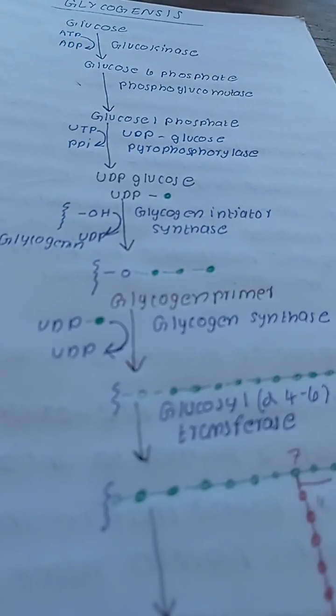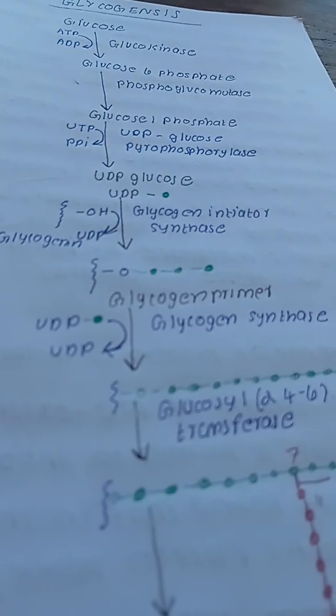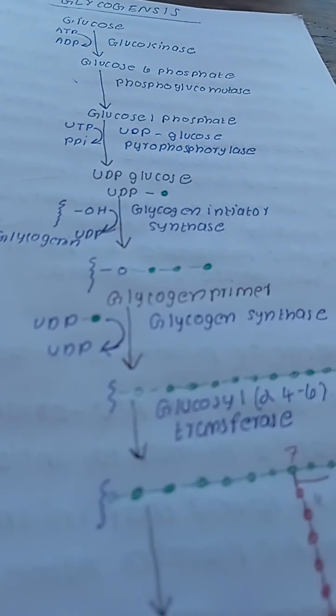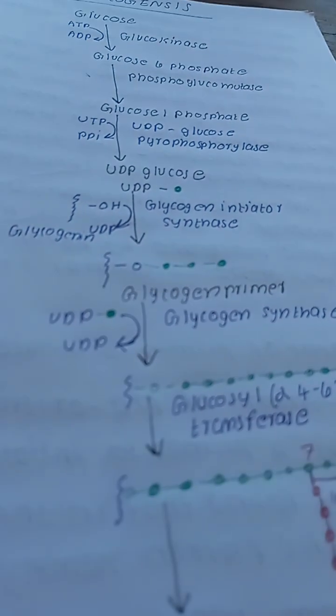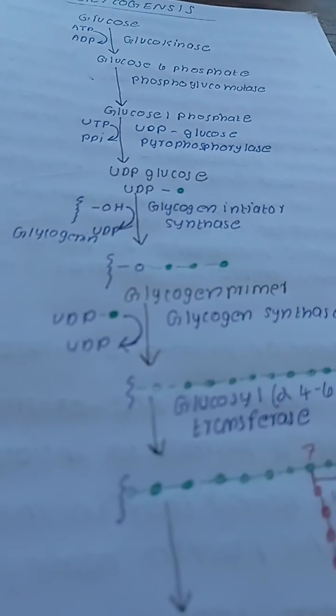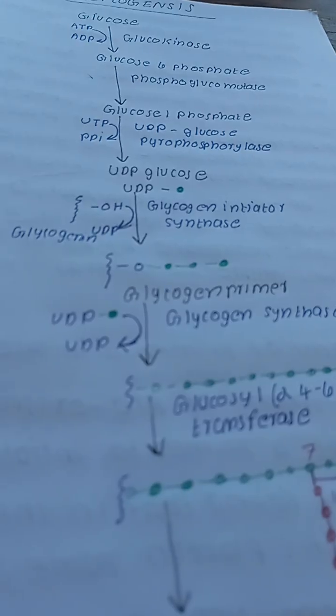The first step is that glucose is converted into glucose 6-phosphate. In muscles this enzyme is hexokinase, but here we are discussing the liver. In the liver, glucose is converted to glucose 6-phosphate by glucokinase, with the help of ATP converting into ADP. Then glucose 6-phosphate is converted into glucose 1-phosphate by the enzyme phosphoglucomutase.